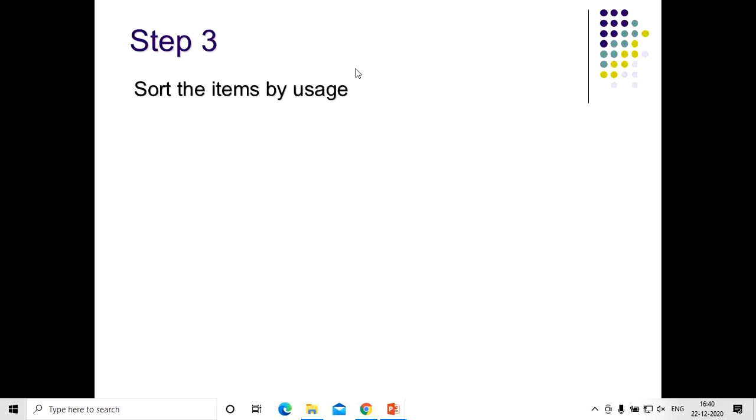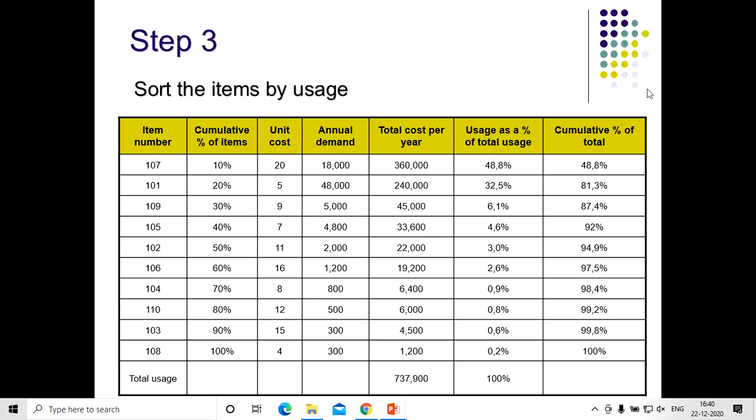What is the meaning of descending order? The highest percentage will come first, and last will come your minimum percentage. So this is the way we are going to sort it. So 107 has 48.8%, and the least percentage is 108.